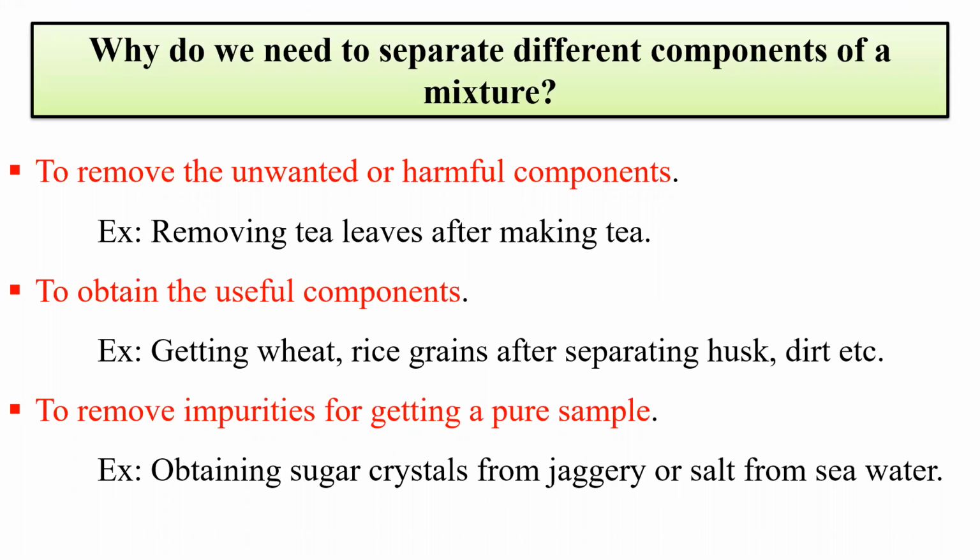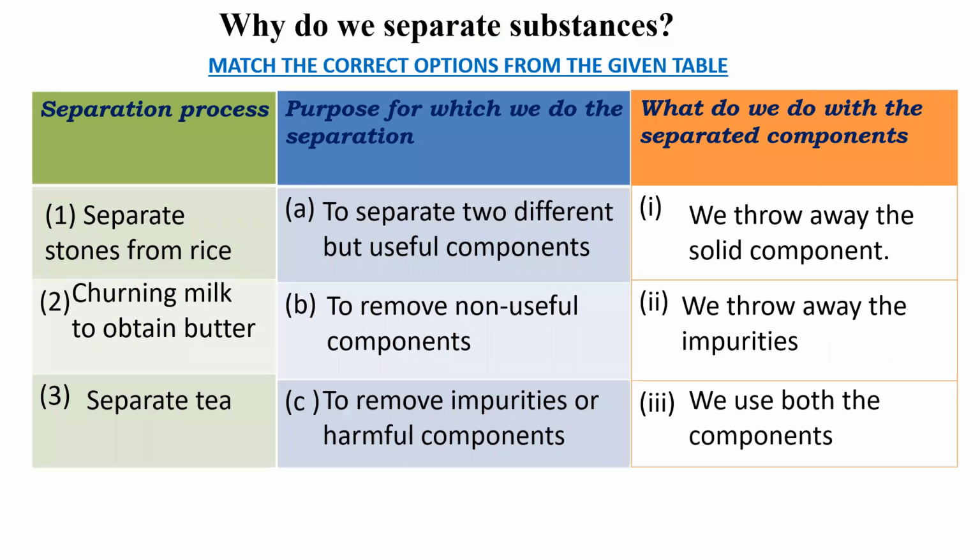Now suppose from salt or jaggery you want to obtain useful components, so you will get that. Like getting rice grains after separating husk or dirt. Now, what is the third thing? To remove impurities for getting a pure sample, like obtaining sugar crystals from jaggery or salt from the sea. Hope that's understood.